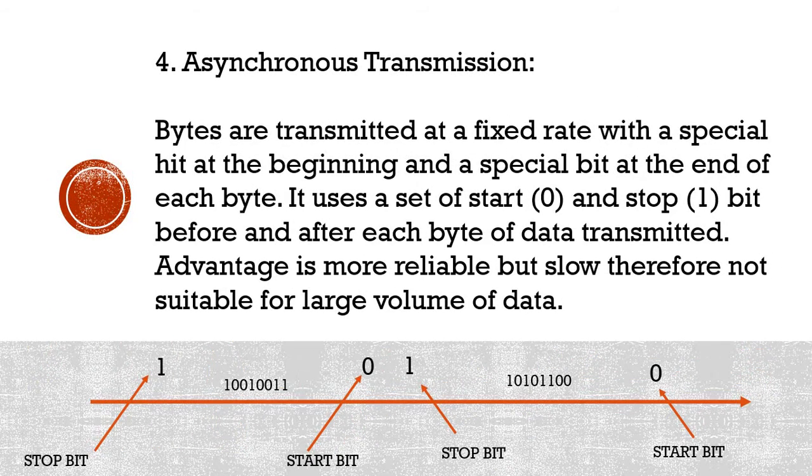Fourth one is asynchronous transmission. Bytes are transmitted at a fixed rate with a special bit at the beginning and a special bit at the end of each byte. It is used to set the start, that is a 0, and the stop, that is a 1. So there is a bit before and after each byte of data transmitted. The advantage is it is more reliable but slow, therefore not suitable for large volumes of data transmission. So this is a simple diagram for it, showing how bits get transferred.